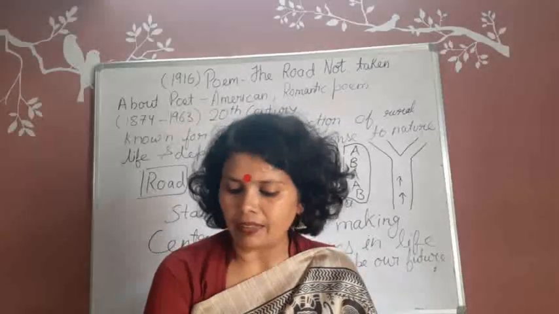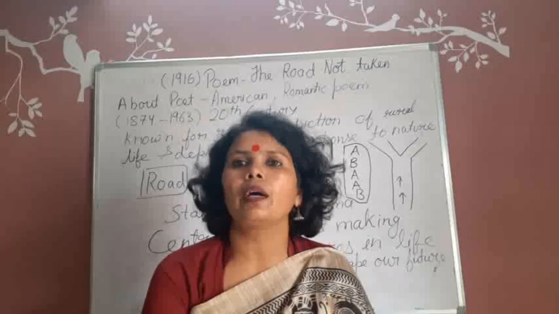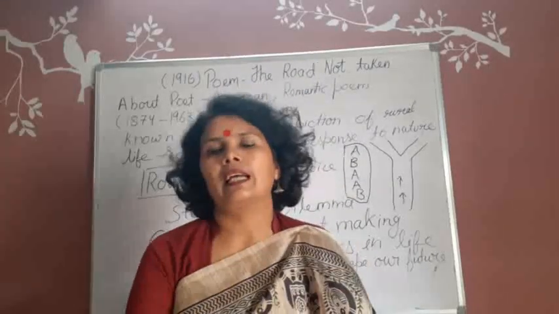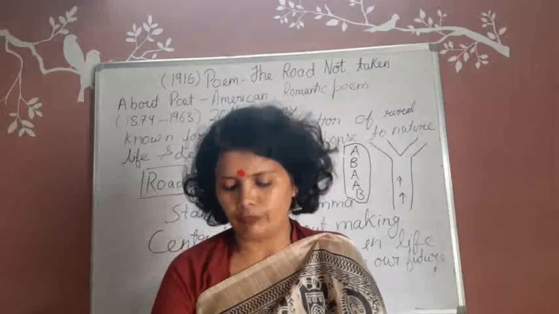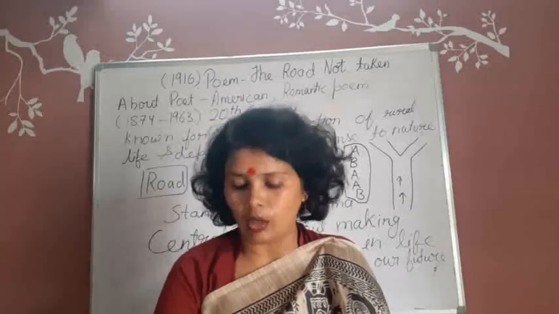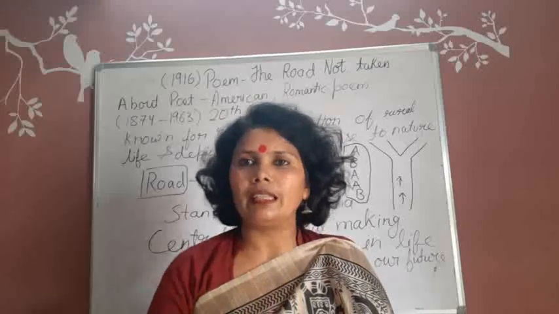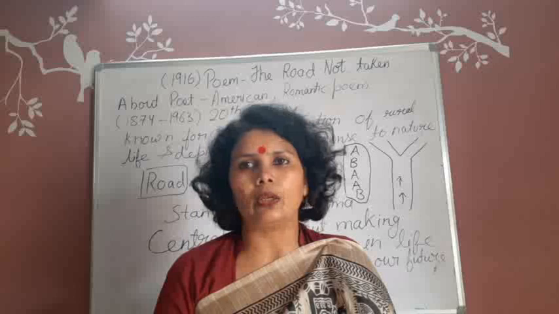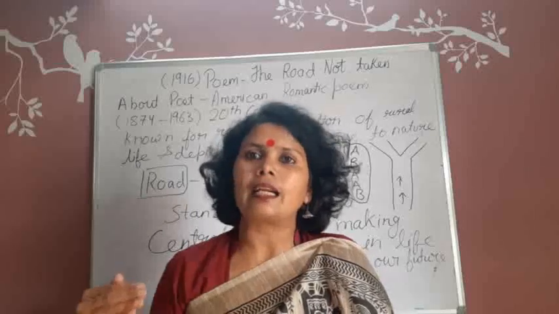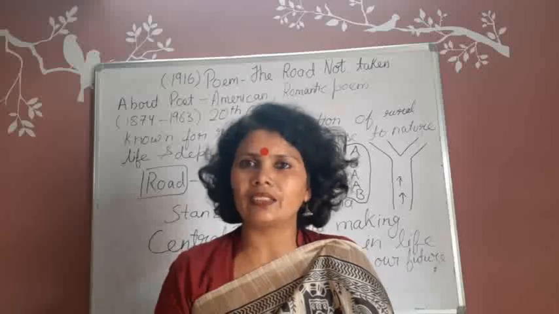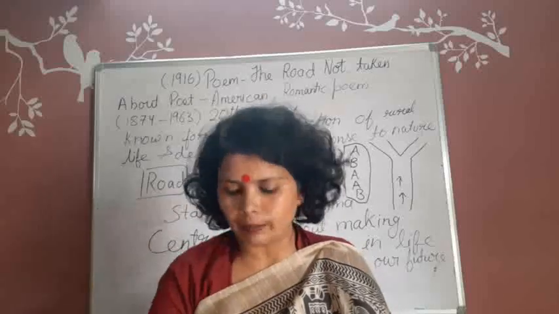Two roads diverged in a yellow wood. Here the poet is saying that he is traveling through a forest, and the season is autumn season. From where you will come to know the season is autumn season? Yellow wood means a season when the color of leaves changes from green to yellow. So yellow wood means the poet is traveling through a forest where the color of the leaves is yellow. That means the season is autumn season.